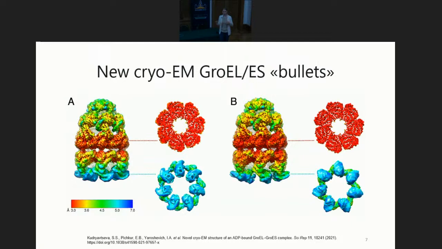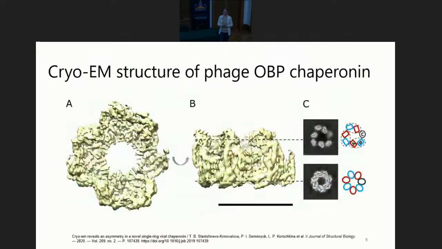In the second part of my talk, I want to get from this well-known chaperonin to a yet almost unknown area. These are the viral chaperonins. And I think I will immediately give you the structure that we obtained in 2020. This was the structure of a chaperonin from phage OBP, from Pseudomonas fluorescens, and I will call it OBP chaperonin.